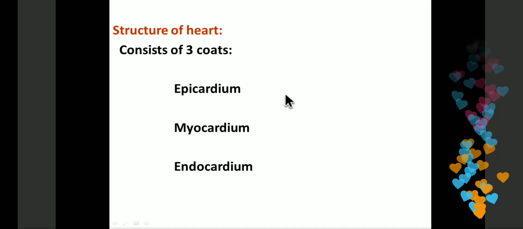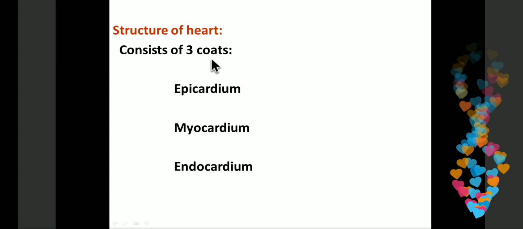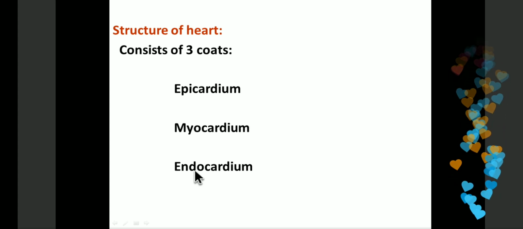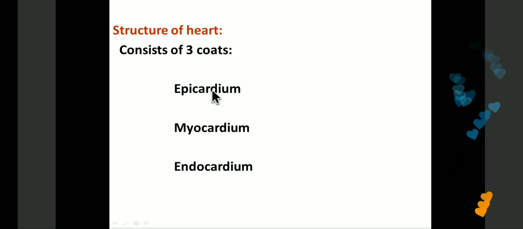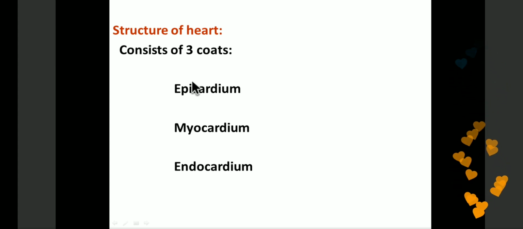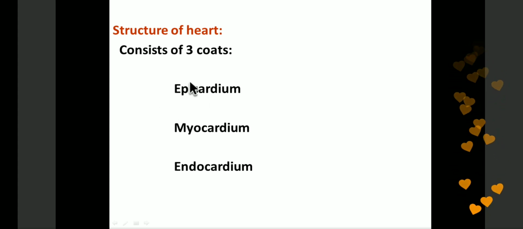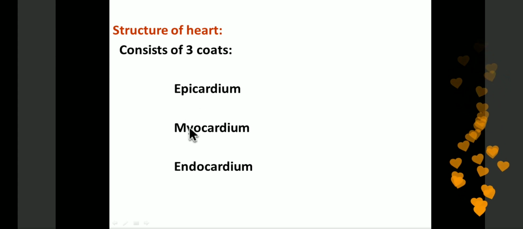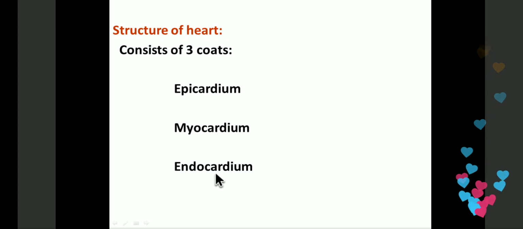As far as the structure of the heart is concerned, it consists of three coats: the epicardium, the myocardium, and the endocardium. Epicardium externally is basically the visceral pericardium, which was attaching to the muscular wall of the heart. The myocardium is the muscular tissue proper of the heart, and the inside lining of this cardiac wall is called the endocardium.